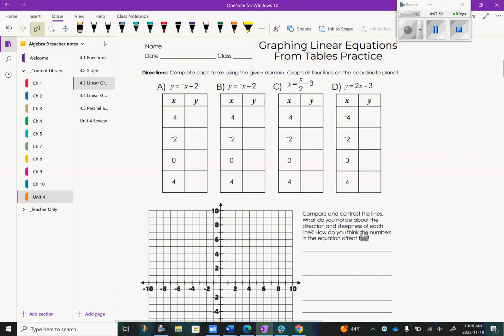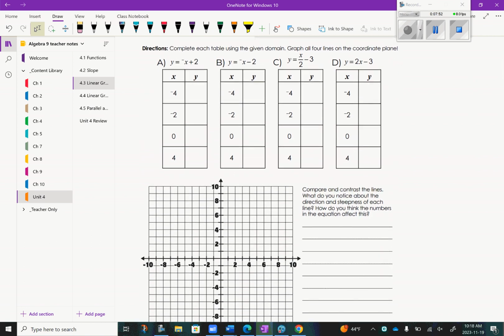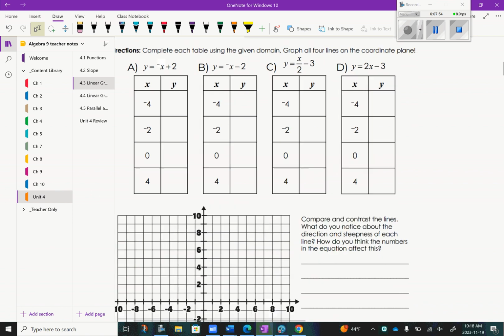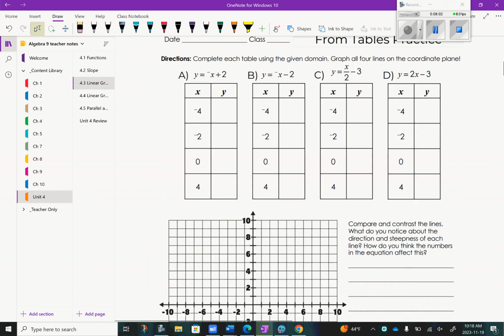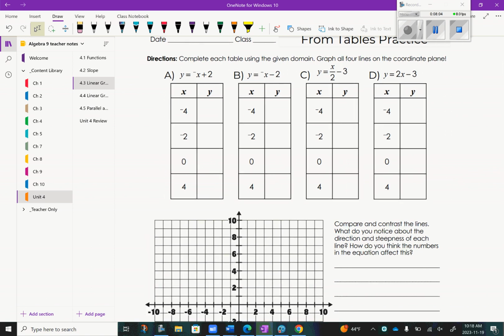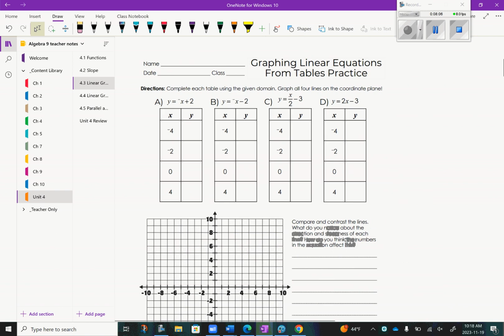All right, so let's do some practice here. Complete each table using the given domain. Again, domain is the set of x values, and then we have to find the corresponding y values. And again, absolutely nothing wrong here with going off to the side and doing a little bit of the work.